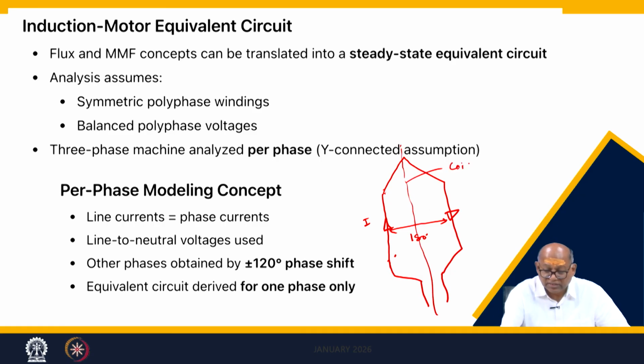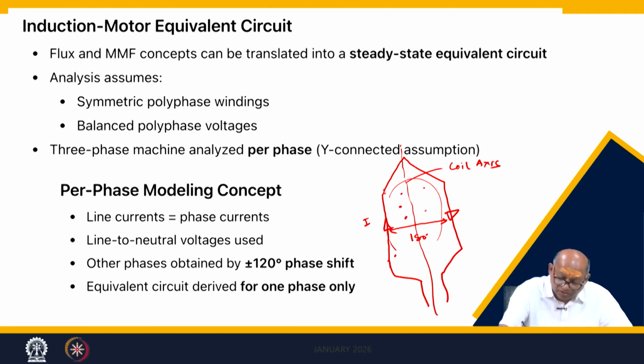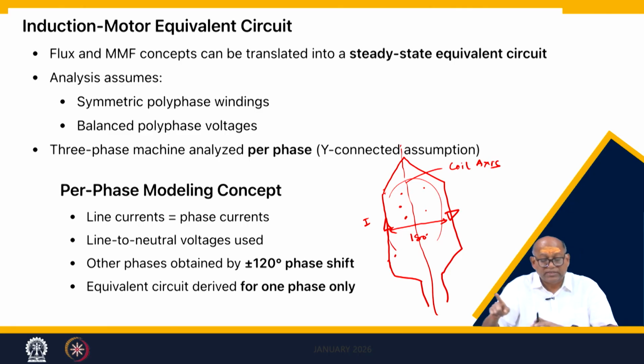Coil axis, which is the flux. The current is going like this, so according to Ampere's law, the flux will be inside, like a dot. This is on the stator, so flux will enter into the rotor. So this is the coil axis. Each coil axis, phase A, phase B, phase C, is displaced by 120 degrees.